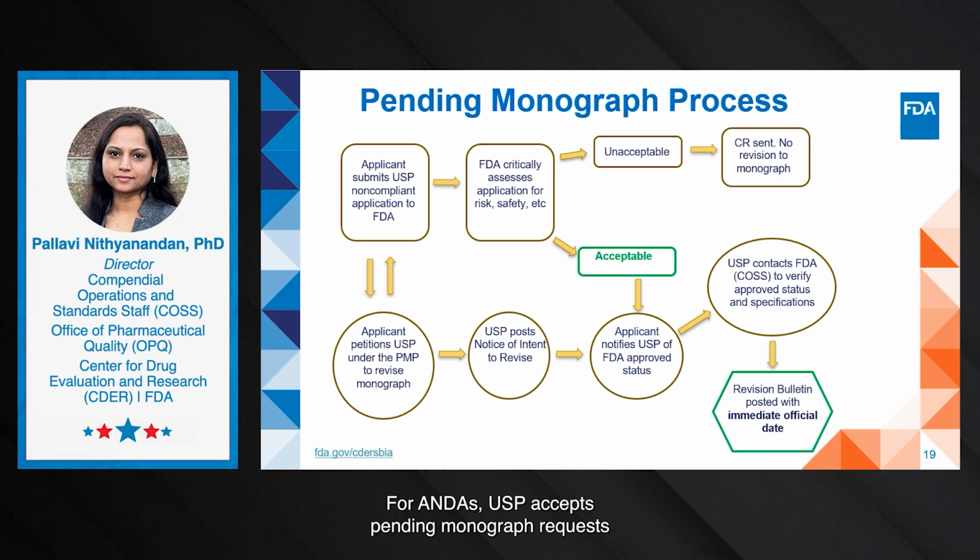For ANDAs, USP accepts pending monograph requests upon completion of the filing review and would like applicants to start the process well in advance of the application due date. According to this process, the FDA review process will continue as usual, and it has nothing to do with your submission to USP. However, it allows USP to start processing the revision, and they will publish a notice of intent to revise on their website, which is different from the USP-NF process. So this notice will remain on the USP's public website.